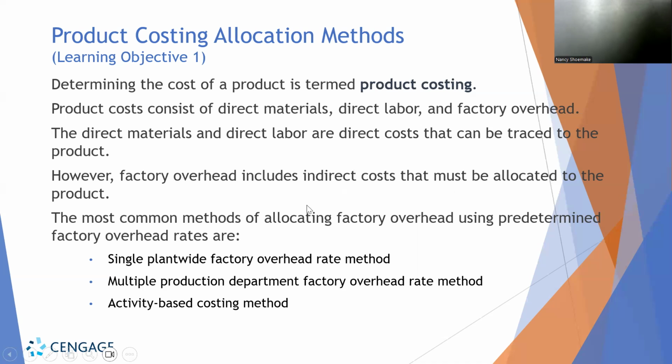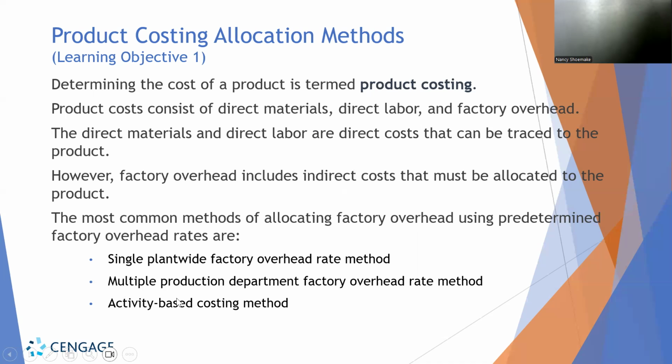The most common methods of allocating factory overhead use these predetermined rates we've talked about. We have to come up with predetermined rates because we don't really know what the actual costs are going to be until the month is over and the products have already sold. So we've got to come up with some good estimate. We come up with a single plant-wide factory overhead rate method, which is easiest, but it might not always be the most equitable. A multiple production department factory overhead rate sometimes targets the overhead to products better.